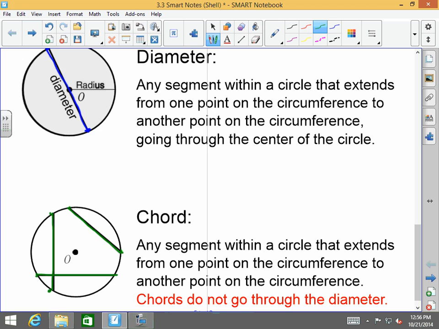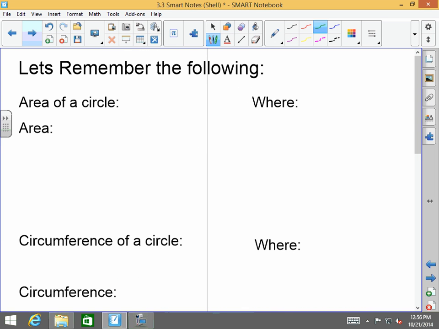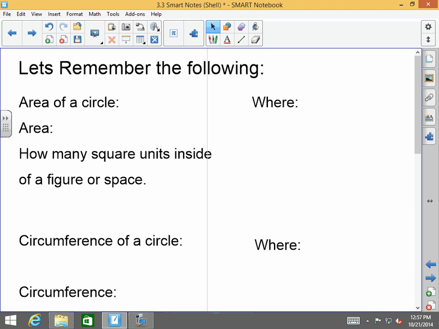Alrighty. Let's move on. Now, let's remember a couple formulas here. Again, I know that most of you know this, probably from last year's algebra or even in many cases from middle school. The area of a circle basically is a description of how many square units inside of a figure or a space. That's what area is. And the reason I give you that definition is because a lot of times people just give you the formula, which is area equals pi r squared, and they just say go plug it in, and you're plugging in numbers, but you really don't know what you're doing, why you're doing it.